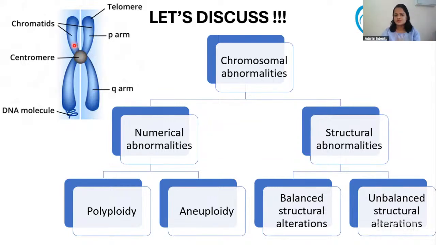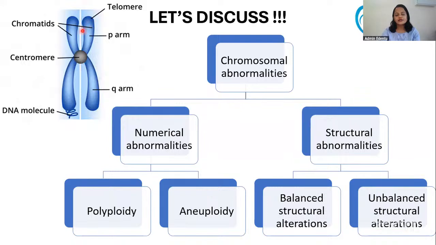If it is not present in the exact center, but somewhat towards the subterminal end, then it can result in one chromatid with a very long arm and one with a short arm. The short arm of the chromosome is called the P arm, or petite arm, and the long one is called the Q arm. Next to P, the alphabet is Q, so they just call it the Q arm.